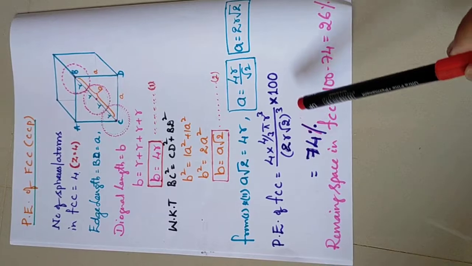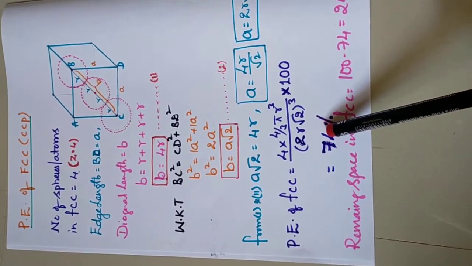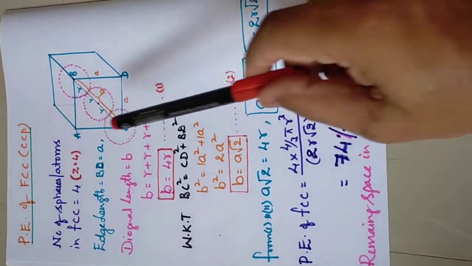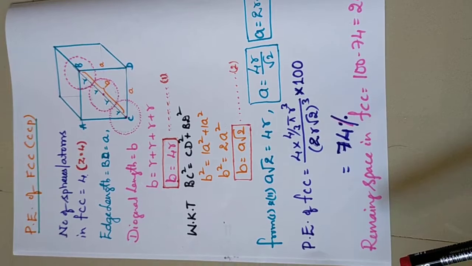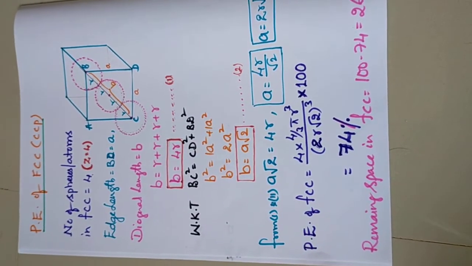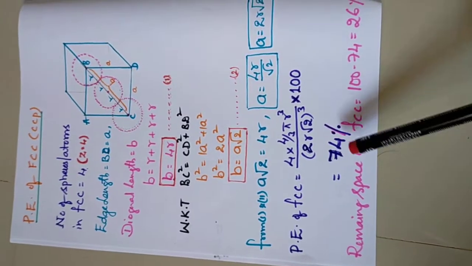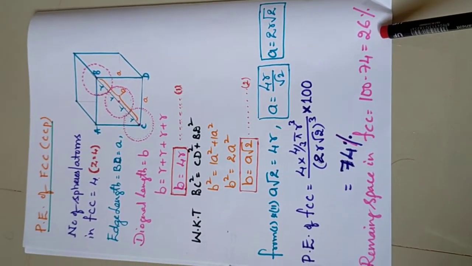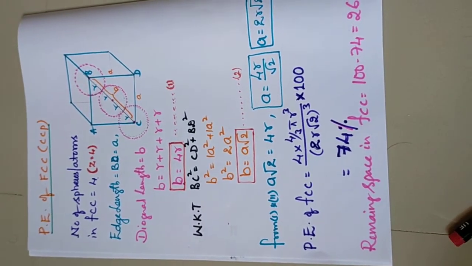By taking all this simplification, we are getting how much? 74%. 74% space is occupied in FCC. In FCC, the space occupied by the spheres is 74%. And what is the space remaining? At last here we have 26%. So this is about the simple cube and then FCC.